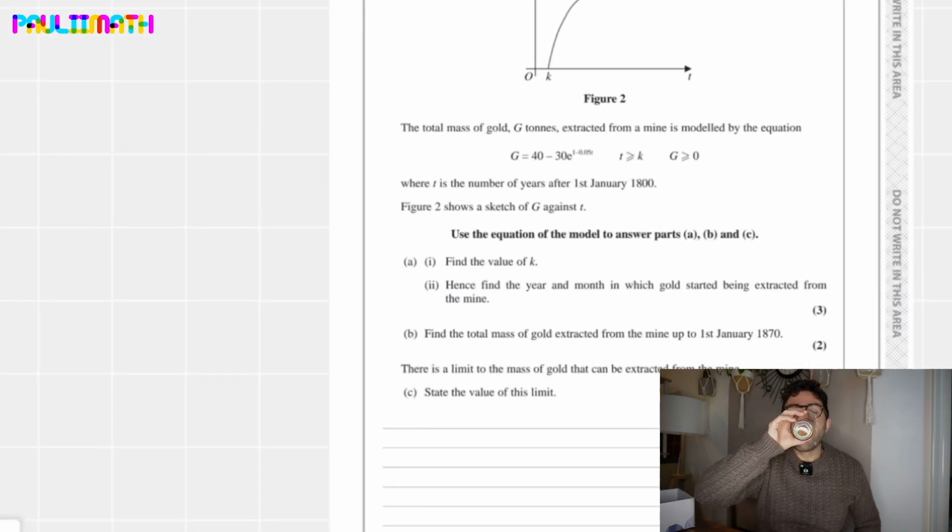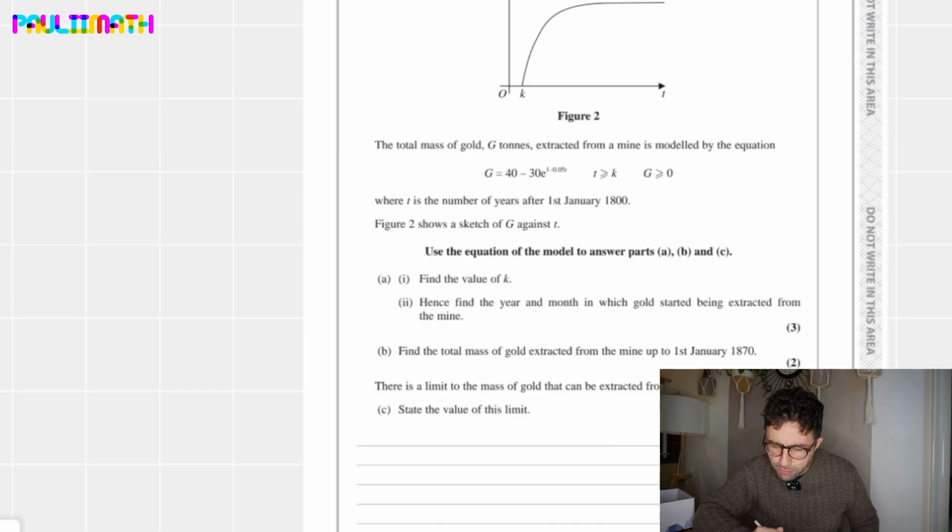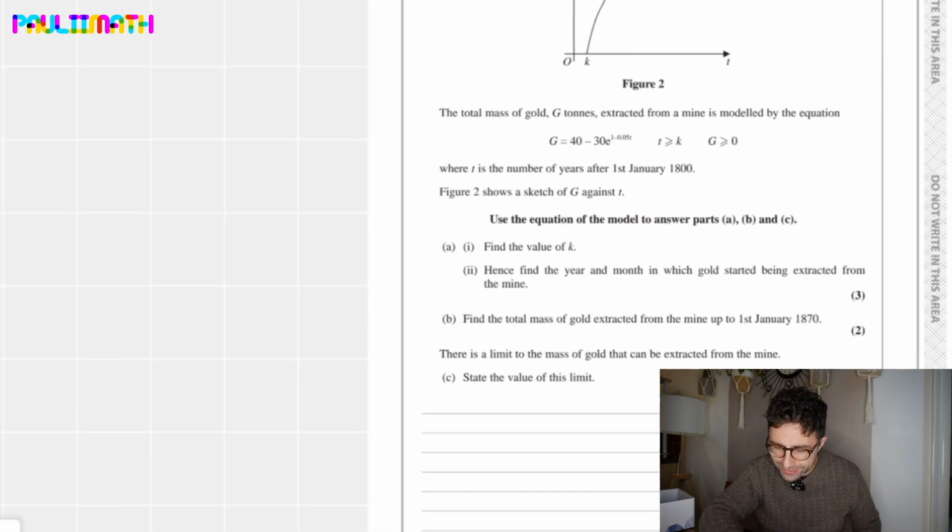Total mass of gold in tons extracted. We're mining today. Quite a steep drop off on the old gold mining towards the end, it looks like. I've obviously cleared the whole mine.